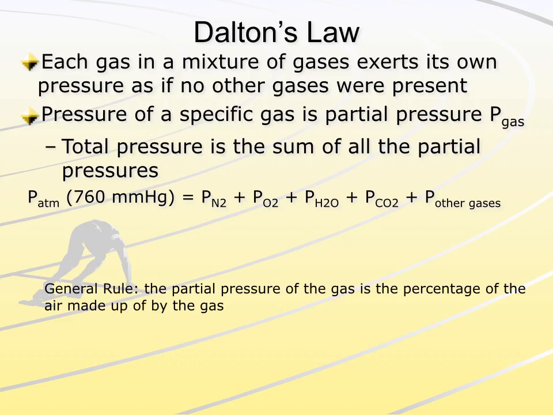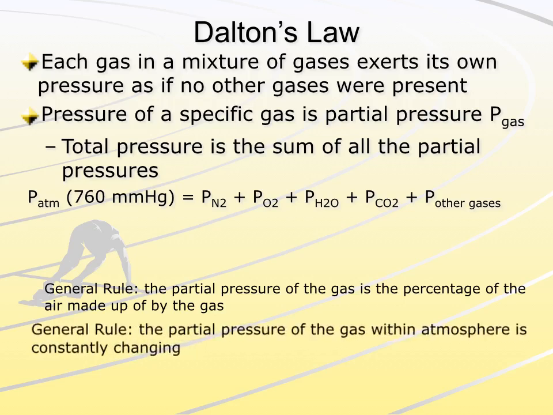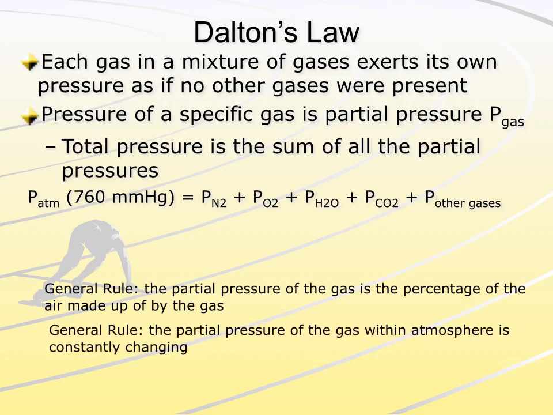The general rule here is that the partial pressure of a gas is the percentage of the air made up by that gas, and that the partial pressures of the gases within the atmosphere are constantly changing. This is one of the reasons why in areas where you have high human activity, the partial pressure of other gases will change drastically throughout the day as it displaces the partial pressure of oxygen within that area. And it's one of the reasons why if you're an outdoor exerciser, you want to exercise earlier in the day as opposed to later in the day in areas of high human activity.